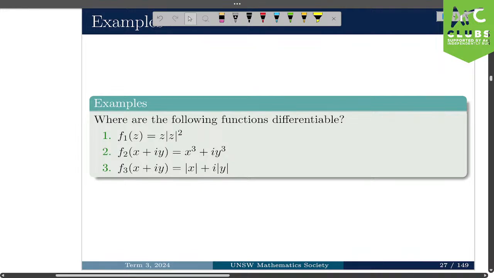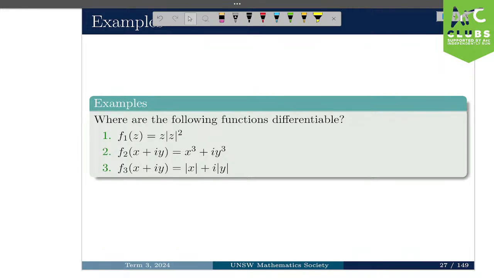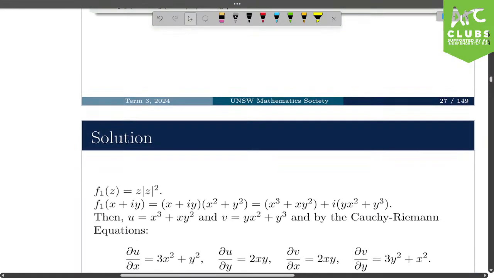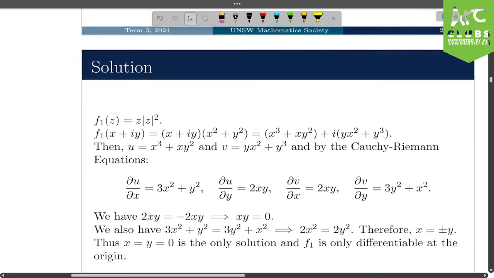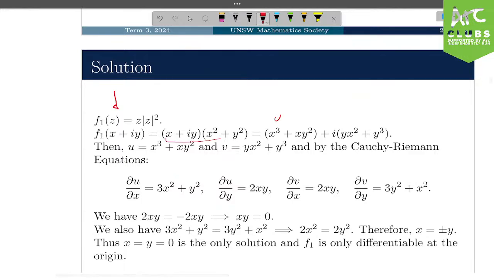An example: which of the following functions are differentiable? Well, we can apply the Cauchy-Riemann equations. Our first function, f1 here, is equal to this, and we get our u is x cubed plus x y squared, and our v is going to be y x squared plus y cubed.